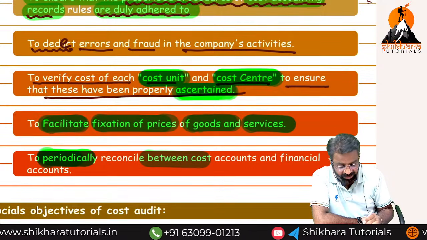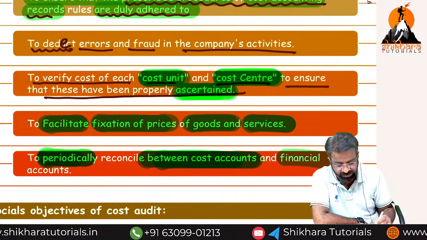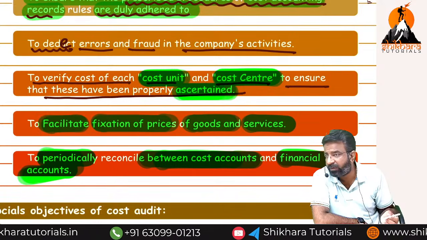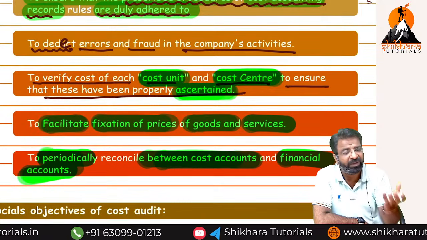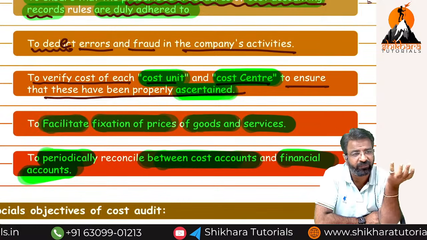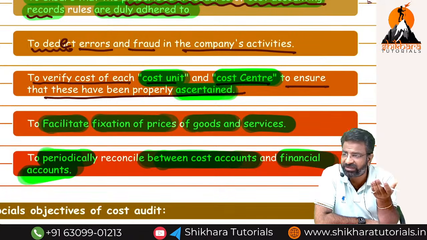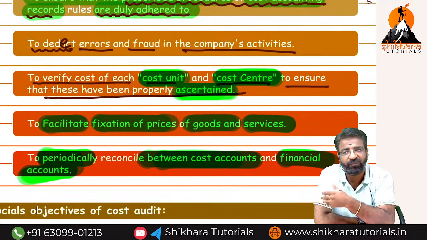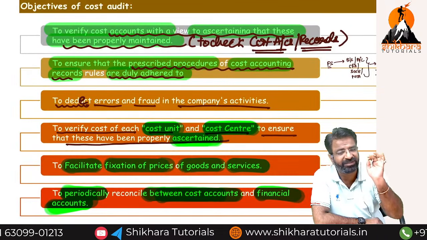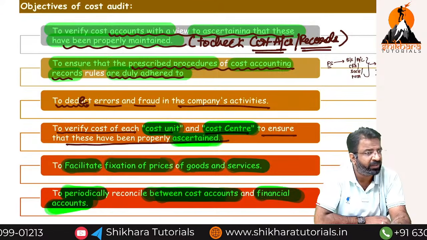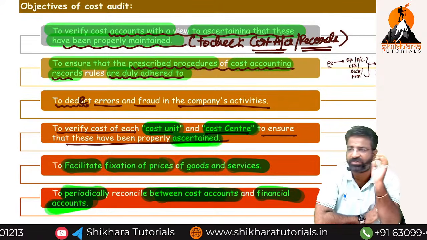And what is the last objective? Periodically reconcile between which accounts and which accounts? I hope you remember you had one chapter yesterday also titled integral and non-integral, where we get some profits as per the financial accounts. We do some additions and deletions, and then we get the profits as per the cost accounts. These are the normal general 6 objectives of doing a cost audit.